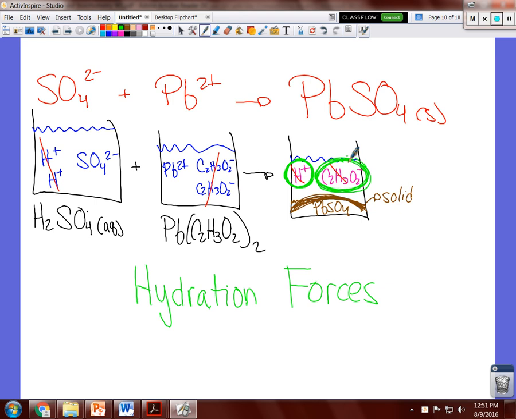Bingo. That's exactly right. So, lead sulfate is stronger of an ionic bond than the hydration forces are. And that's what allows things to make solids or not make solids. Is it stronger than the water? Really, that's what it boils down to. If it makes a solid, it is stronger than the hydration forces. If it doesn't make one, it's weaker than the hydration forces.